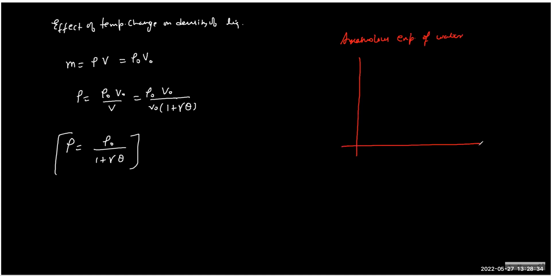So in water, what happens? From 0 to 4 degrees, the density will first increase actually. So whatever the density is at 0, at 4 it will increase. It becomes maximum at 4 and then it starts decreasing. Okay.